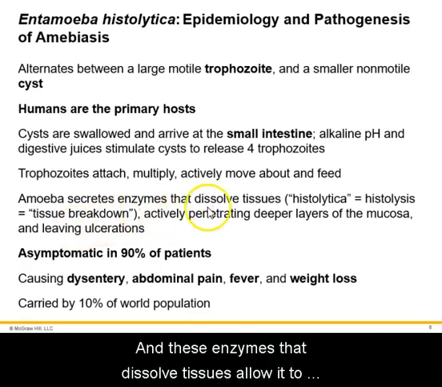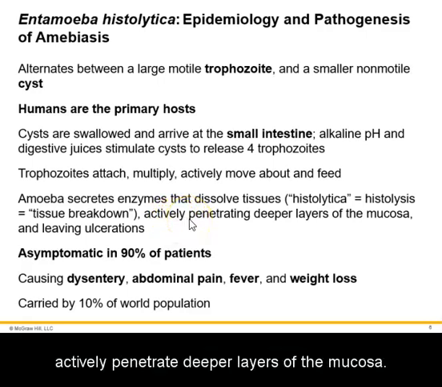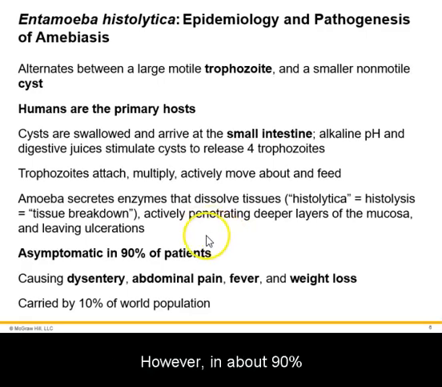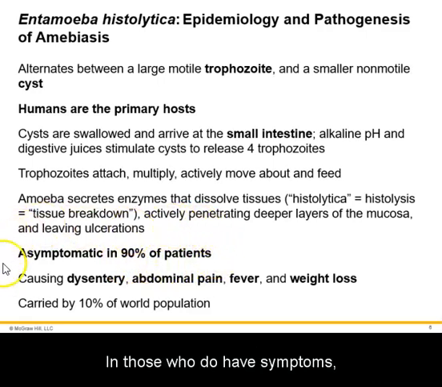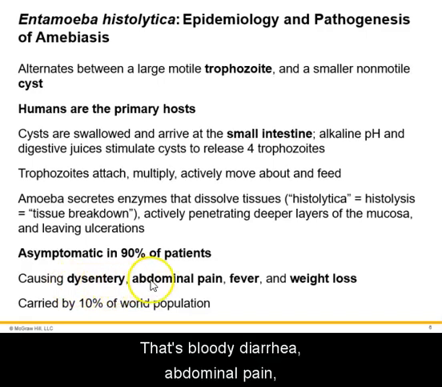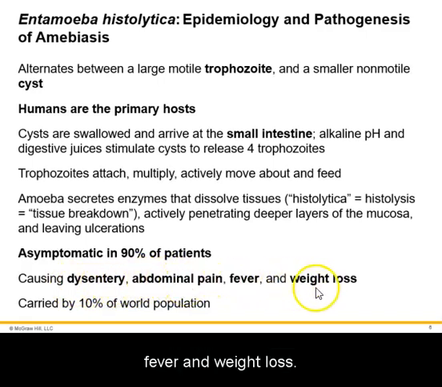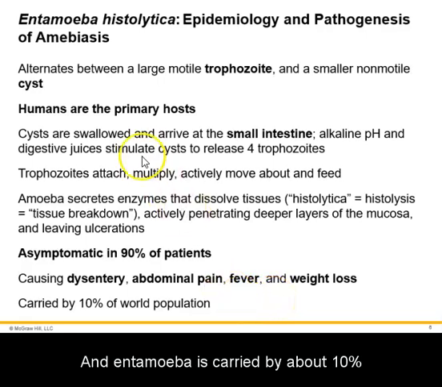And these enzymes that dissolve tissues allow it to actively penetrate deeper layers of the mucosa, and this can leave ulcerations. However, in about 90% of patients, the infection is going to be asymptomatic. In those who do have symptoms, you're going to see dysentery, right? That's bloody diarrhea, abdominal pain, fever, and weight loss. And Entamoeba is carried by about 10% of the world's population.